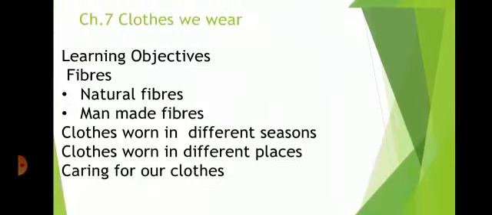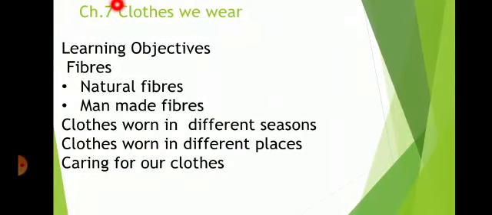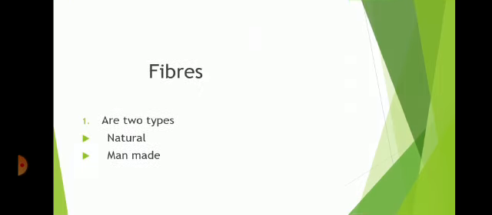Today we are going to see 7th chapter, that is Clothes We Wear. Learning objectives. Fibers. In fibers there are two types, natural fibers and man-made fibers. Clothes worn in different seasons, clothes worn in different places. Caring for our clothes. Let's see one by one.